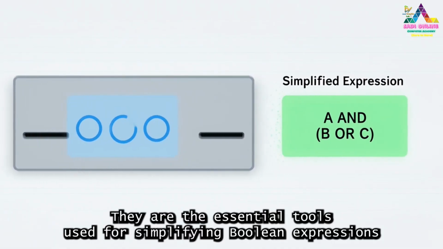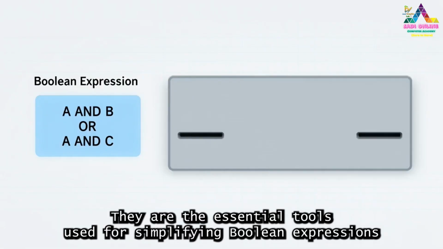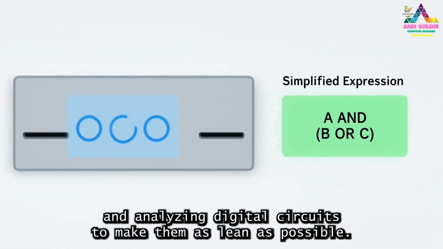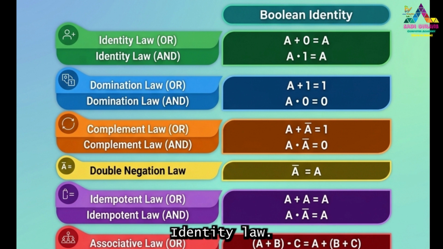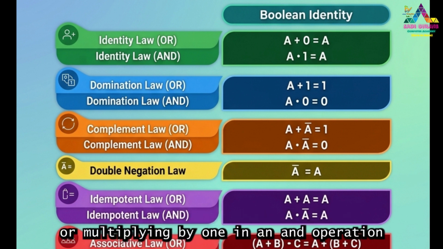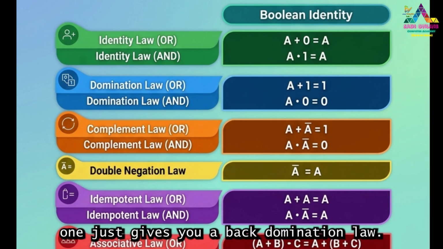They are the essential tools used for simplifying Boolean expressions and analyzing digital circuits to make them as lean as possible. Identity law: adding a 0 in an OR operation, a + 0, or multiplying by 1 in an AND operation, a.1, just gives you a back.